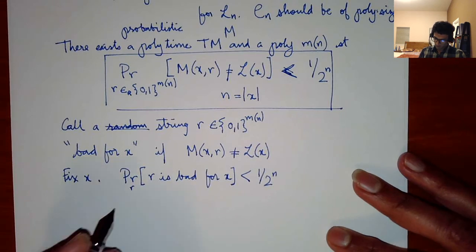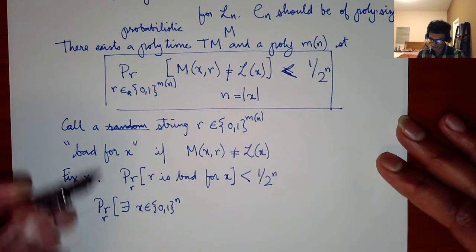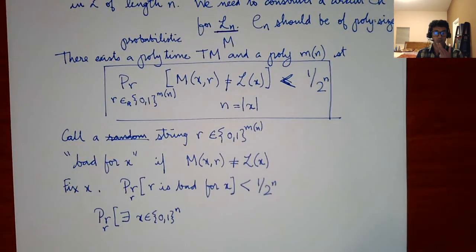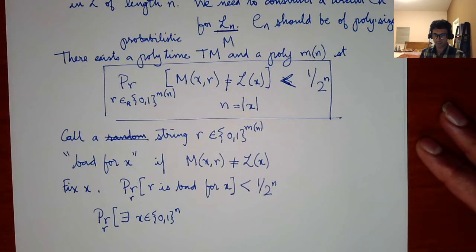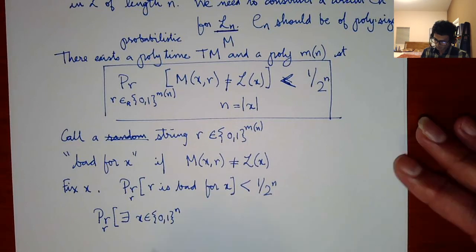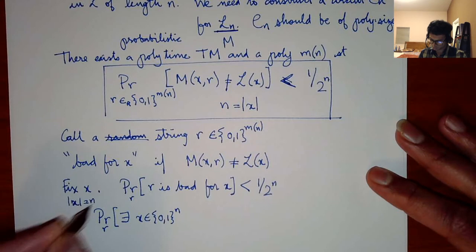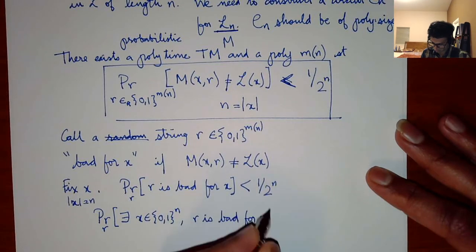Now let's look at this event. What is the probability over R that there exists an x? Remember, the x are all inputs of size n. We're only looking at inputs of length n because that's what we are focusing on for this language. So let's fix the inputs of length n. What is the probability that there exists an x such that R is bad for x?